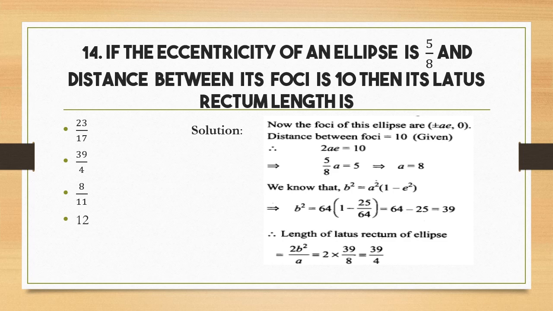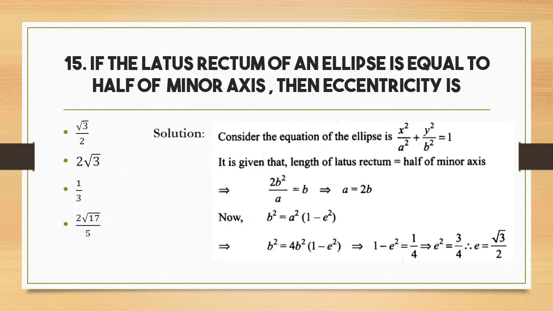Hope you understood this particular question. We will move on to question number 15. In question number 15, they expect from us: if the latus rectum of an ellipse is equal to half of the minor axis, then the eccentricity is? Four options are given: root 3 by 2, 2 times root 3, 1 by 3, and 2 times root 17 divided by 5.